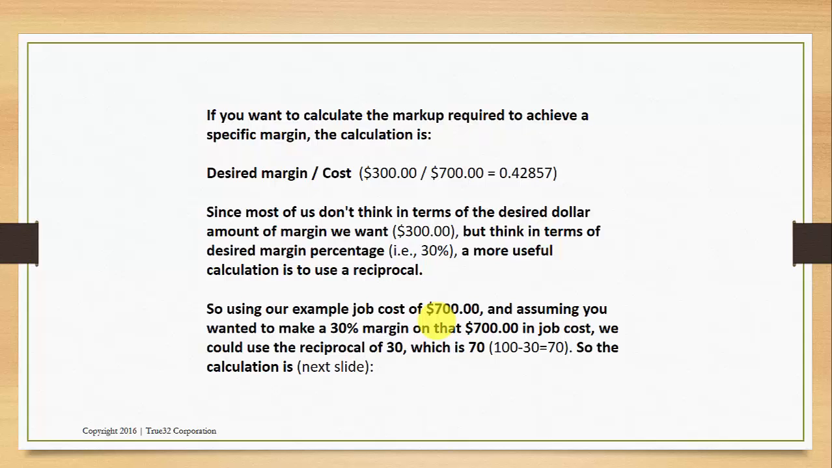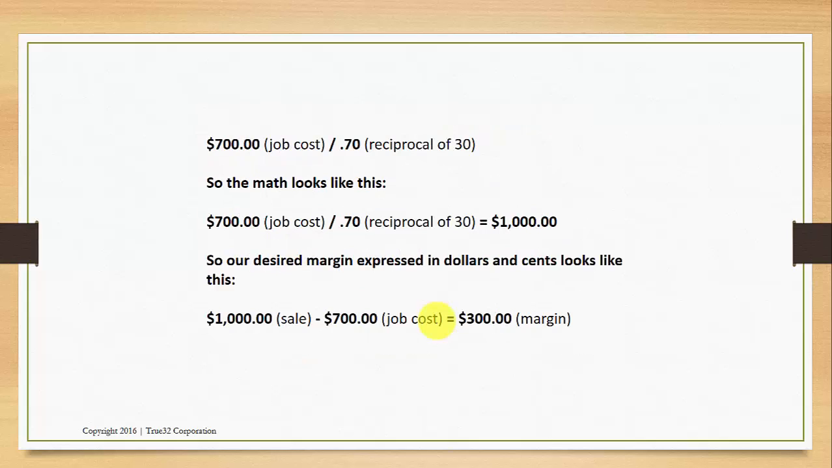And we've talked about that before, and let's go through and take a look at this. So using our example job cost of $700 and assuming you wanted to make a 30% margin on that $700 in job cost, we could use the reciprocal of 0.30 or 30, which is 70. So the calculation is $700 job cost divided by 0.70, the reciprocal of 30. 70 plus 30 is 100, so that's why that 70 is the reciprocal of 30. So the math looks like this: $700 job cost divided by 0.70 equals $1,000.